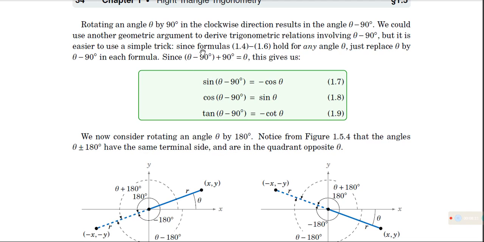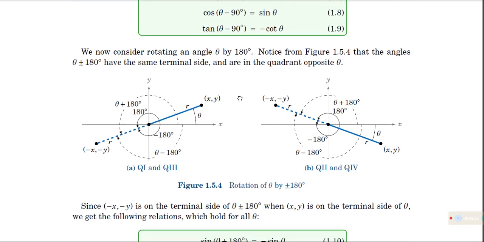We could use another geometric argument to derive trigonometric relations involving theta minus 90 degrees. But it is easier to use a simple trick since formulas 1.4 to 1.6 hold for any angle theta. Just replace theta by theta minus 90 degrees in each of the formulas. And this is going to be your new table. We have sine of theta minus 90 degrees is equal to negative cosine theta. Cosine of theta minus 90 degrees is equal to sine theta. And tangent of theta minus 90 degrees is equal to negative cotangent theta.